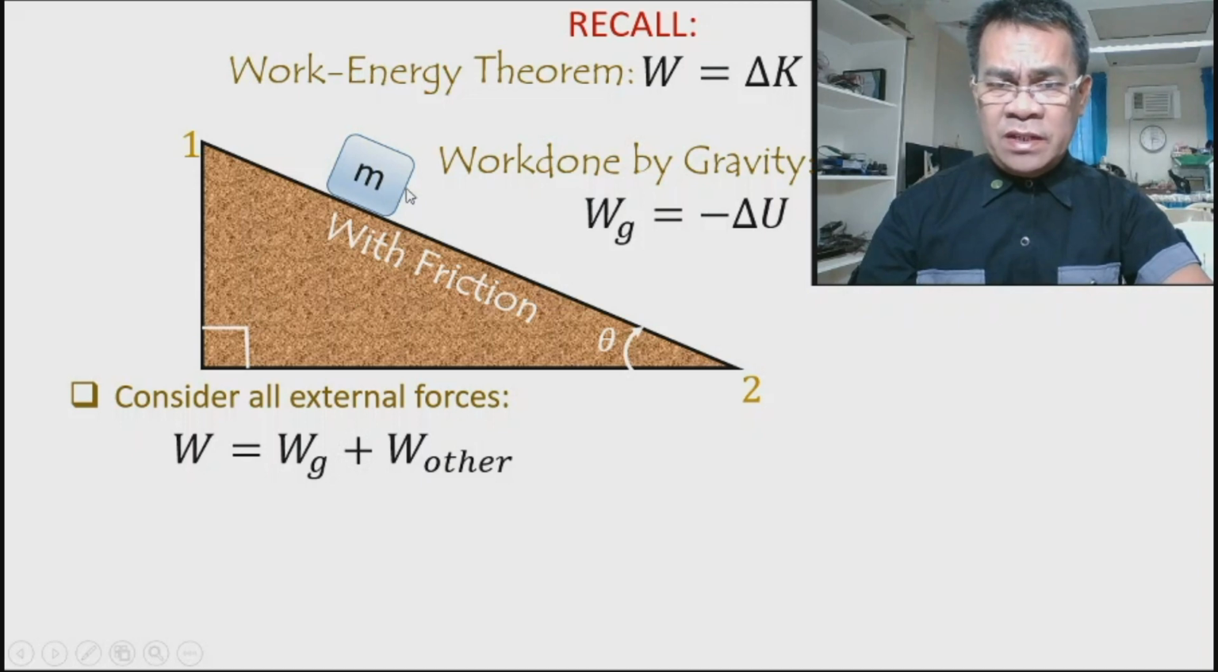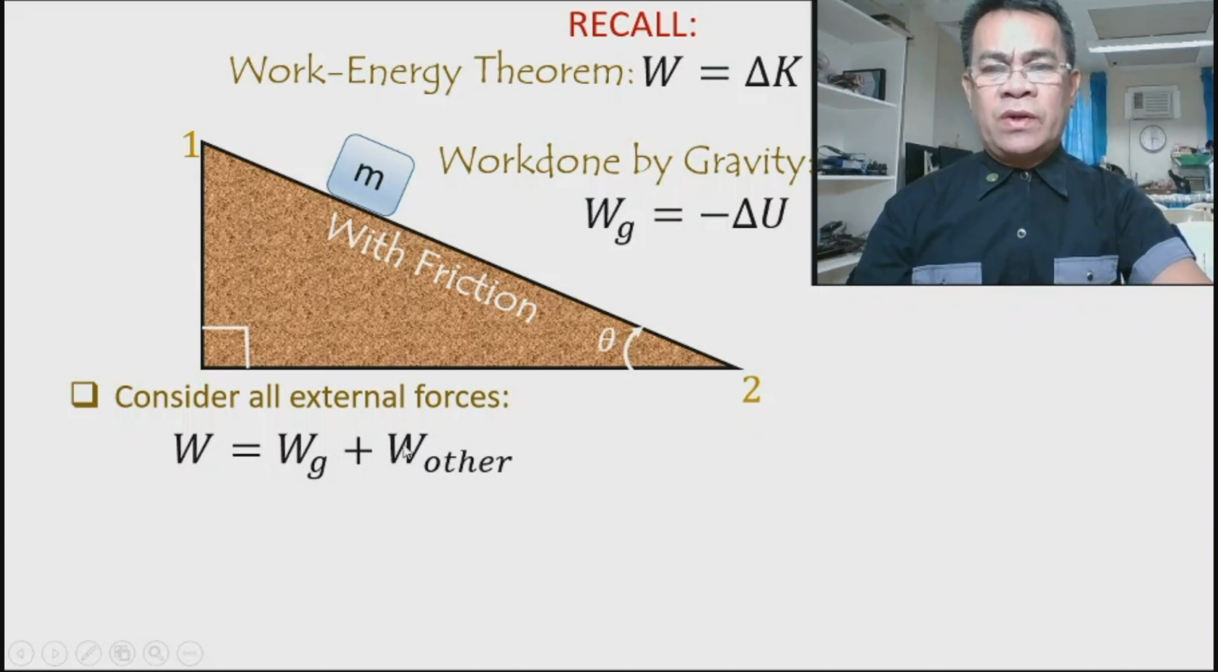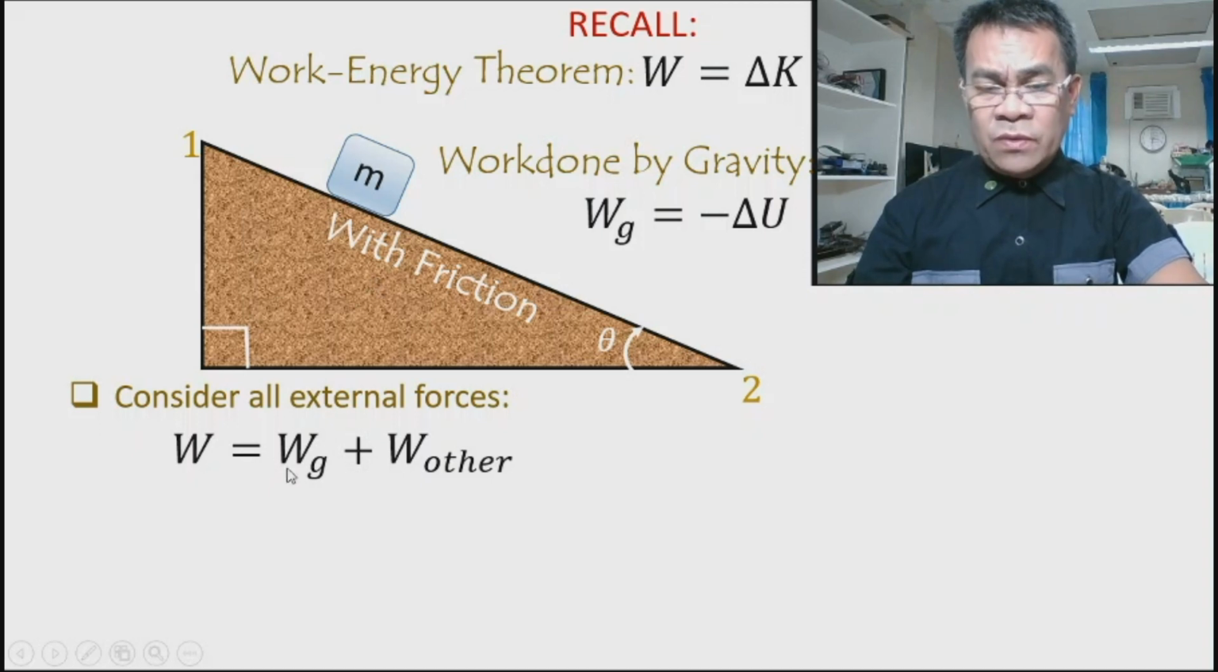If there is a force applied to the object downward or upward, then we have to take the algebraic sum of the work done by those forces. We call that the work done by the other. But again, in this problem, the only force that affects the displacement is the friction. Take note, the normal force does not contribute to the work done, because the work done by the normal force is always zero. The gravitational force is covered by the work done by gravity. So we will use this equation.